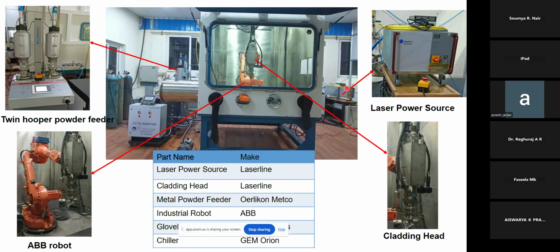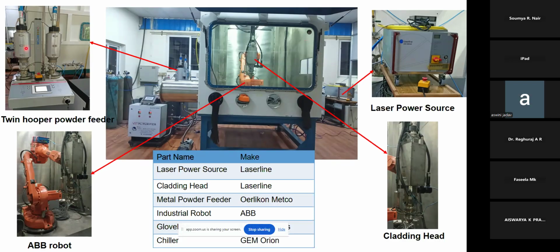And you have a laser power source. We use a 3 kilowatt diode laser. So any metal, even one having a high melting point, can be easily melted by using our laser power source. Even titanium alloys, which have a high melting temperature of around 1800, can be melted very easily by using our laser power source.